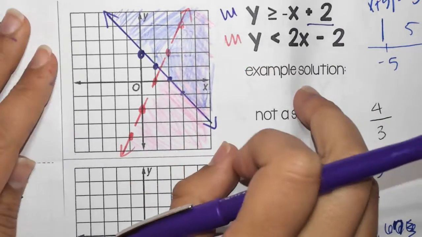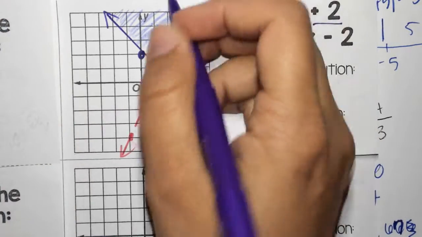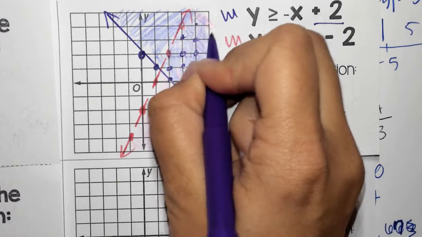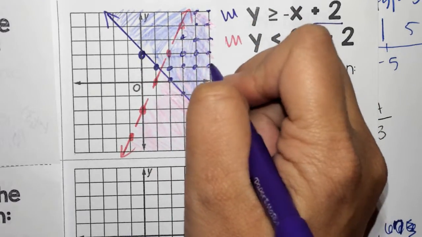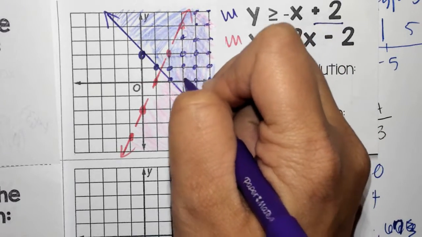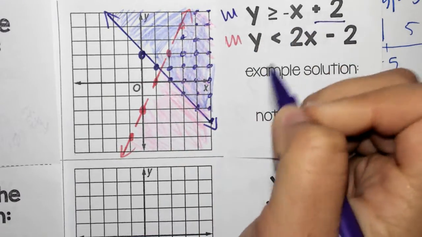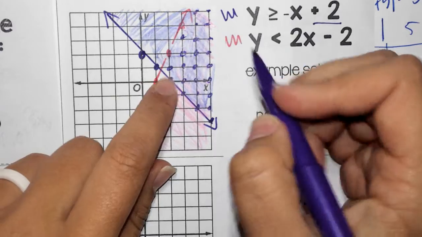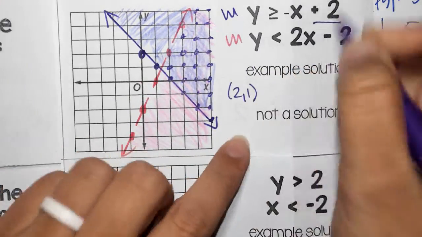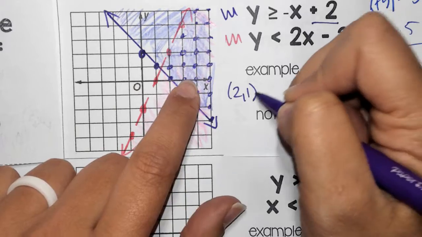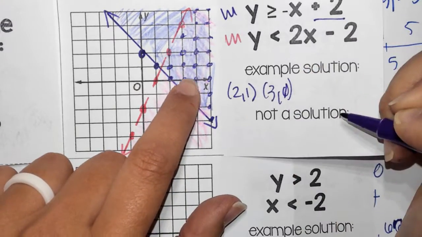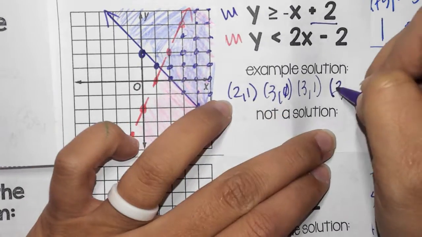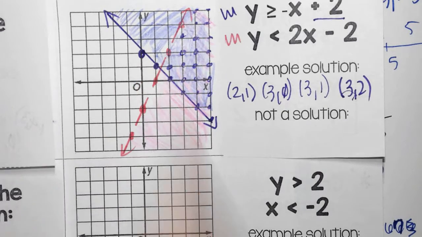Alright, so then an example solution is where both colors overlap. So both colors overlap here, here, here, and here. And we can do it on the solid line. We cannot do it on the dashed line because that does not include those. So you could have put 2, 1. You could put 3, 0. You could put 3, 1. You could put 3, 2. So any of those coordinates that have both overlapping colors.